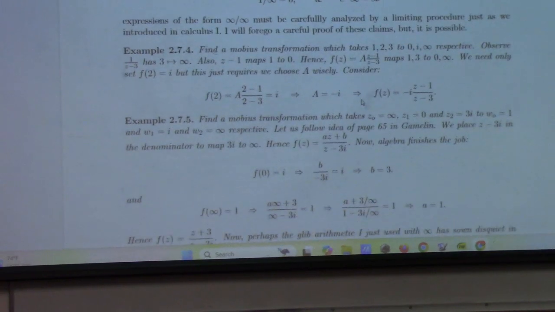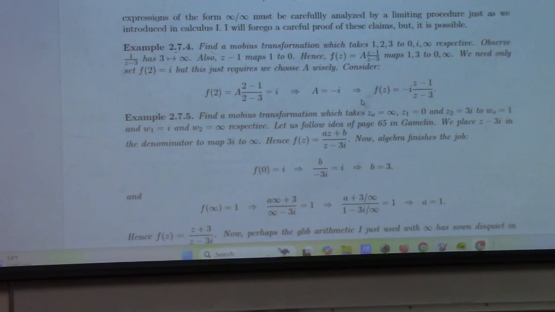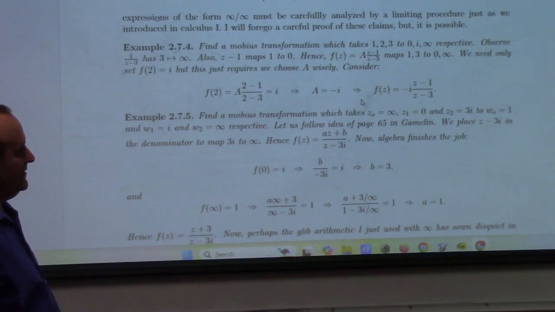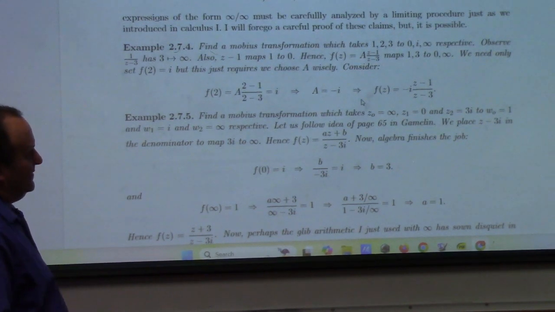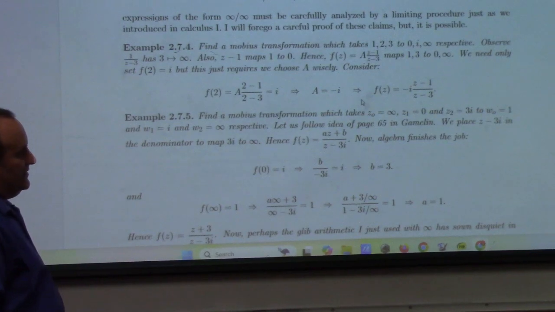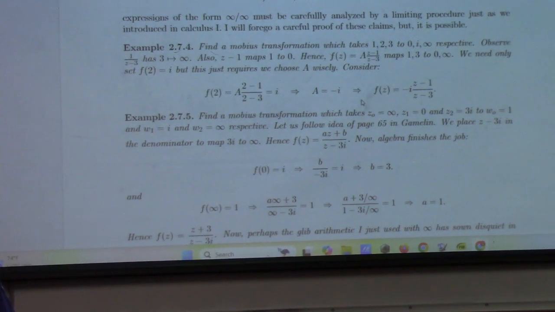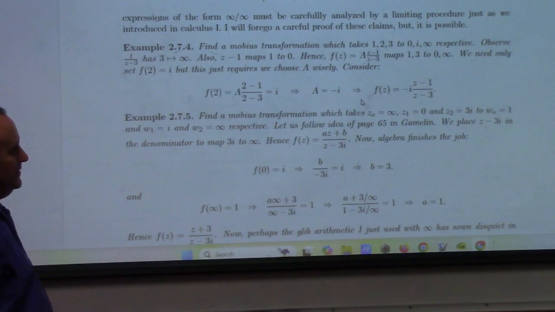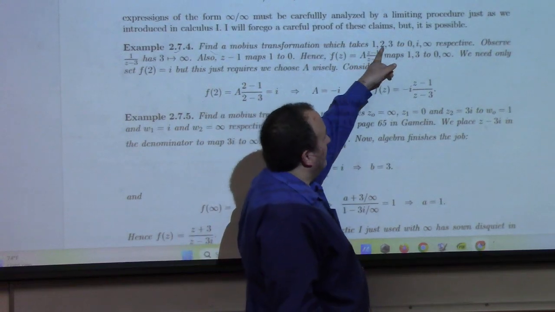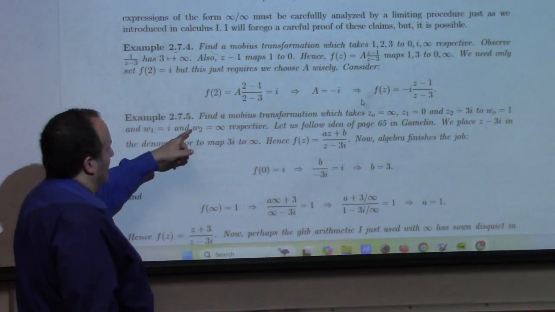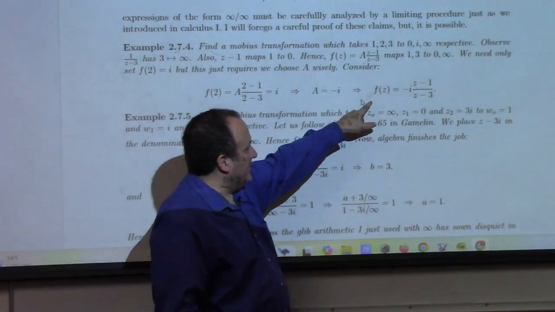So here's another nice example. Find a Mobius transformation which takes 1, 2, 3 to 0, i, and infinity respectively. So if you want that to be the case, you want a(z minus 1) to take the 1 to 0. You want a z minus 3 to map 3 to infinity. And then the value for a will be fixed by f of 2 being i. So I plug that in, and I work it out, and I get that.